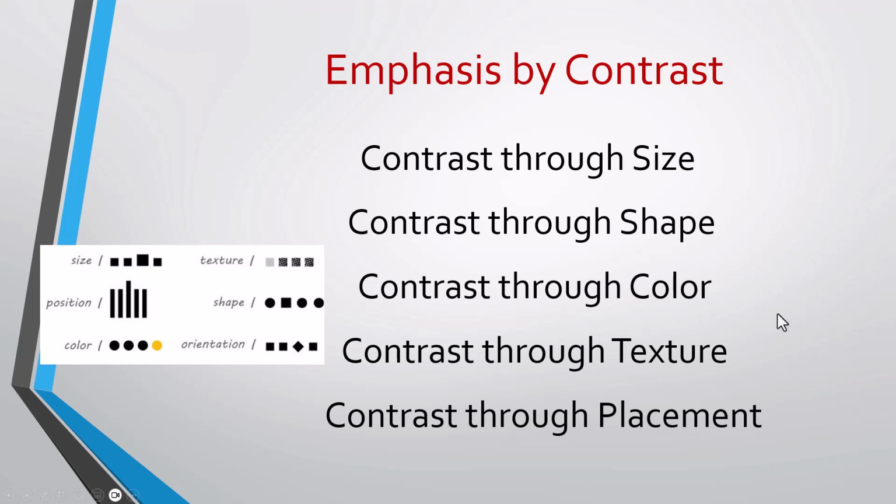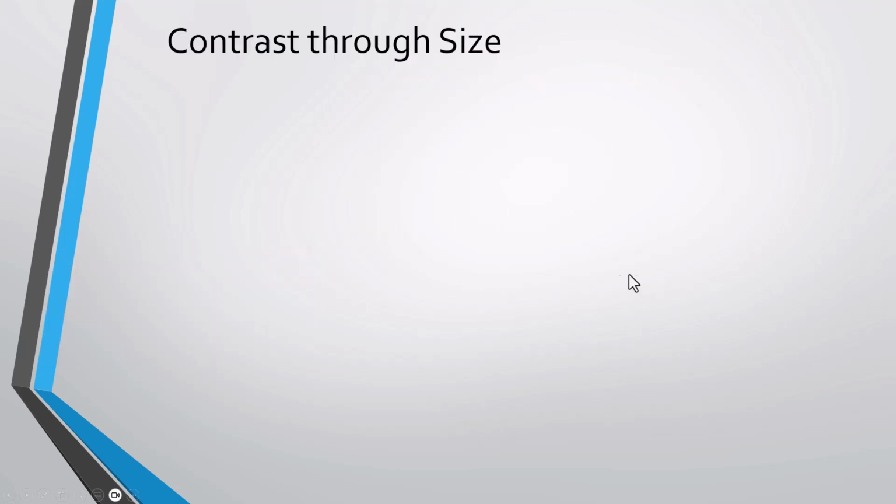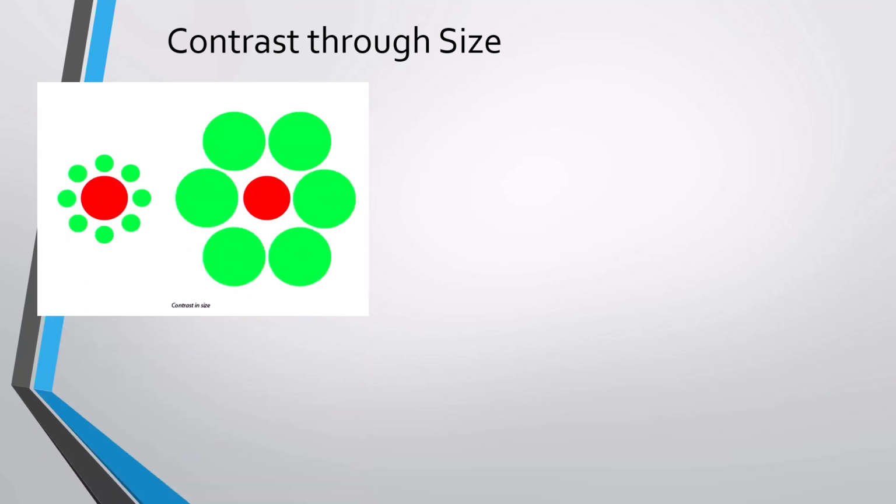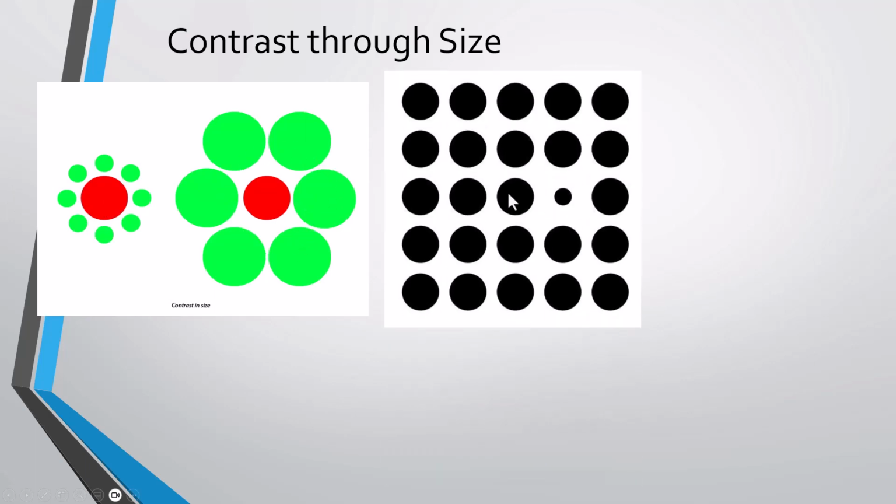Somehow it's different. Okay, so we do contrast through size. This is also called scale. You put large items in juxtaposition next to small items to create contrast and interest. If everything else on your page is small, make something big. If everything on your page is big, make it small.